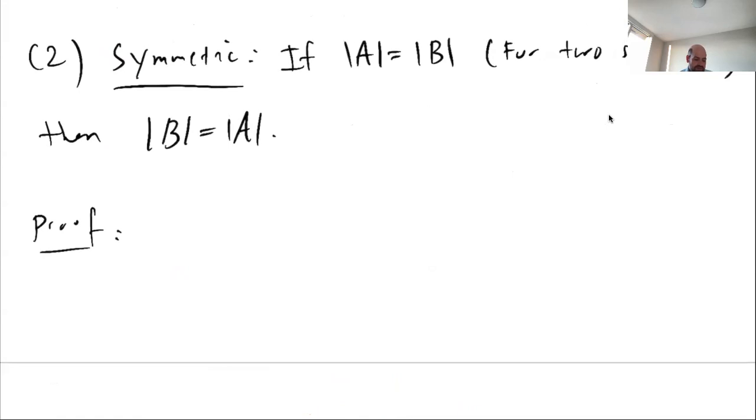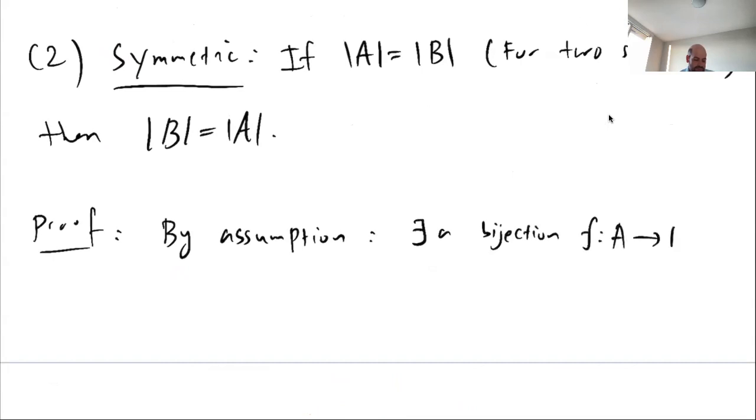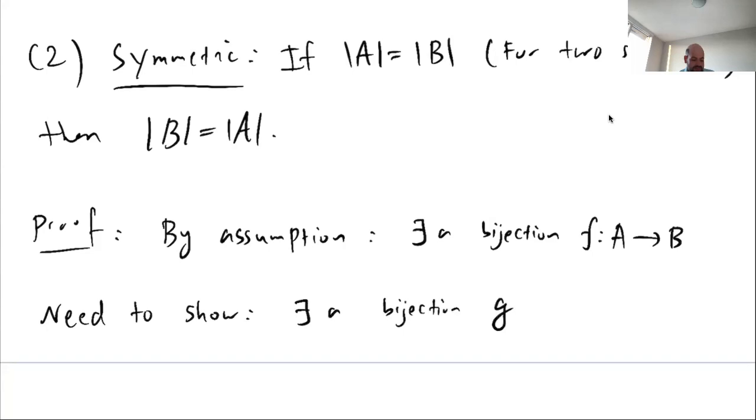So here my assumption is cardinality A equals cardinality B. So by assumption, there exists a bijection f from A to B. And I want to show cardinality B equals cardinality A. That means I need to show that there exists a bijection, let's say g from B to A. So we're assuming there is a bijection f from A to B, and we need to construct a bijection g from B to A.